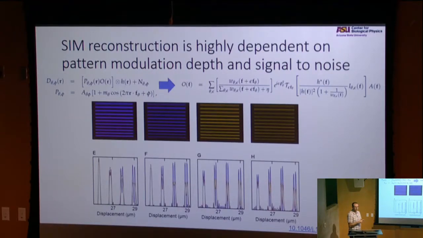Between the purple and the yellow, what kind of signal to noise are you seeing between the two of them? So the signal to noise for each of these is actually the same. It's the modulation depth of the pattern that's different between the two. So in this case, the signal to noise is the same for all of them. The signal to noise is the same for the fluorescence signal. It's the modulation depth of the pattern that changes as we go along.